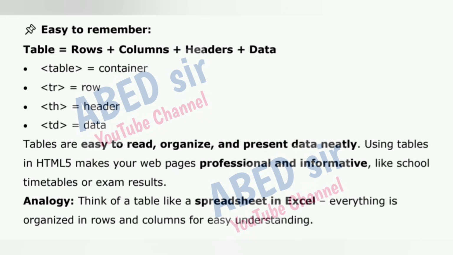Easy to remember. Table is equal to rows plus columns plus headers plus data. Table is equal to container. TR is equal to row. Eth is equal to header. TD is equal to data.